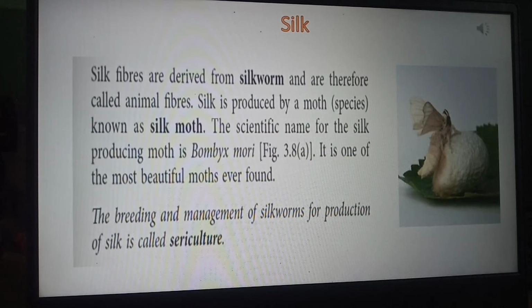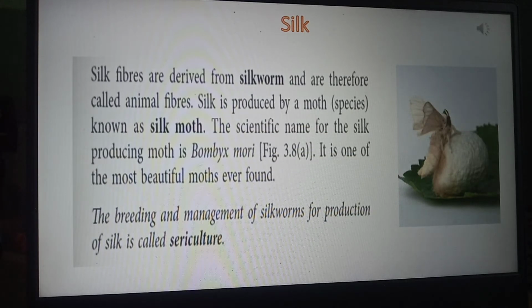And I want to say that the silk fibers which are derived from silkworm are also known as the animal fibers, isn't it? Silk fibers are known as animal fibers because they are derived from silkworm. Silk is produced by a moth. I will be telling you the scientific name afterwards. Let me discuss about the silk moth first. Silk is produced by a moth species. Moth is a species, and its name is silk moth. Okay, silk is produced by silk moth.